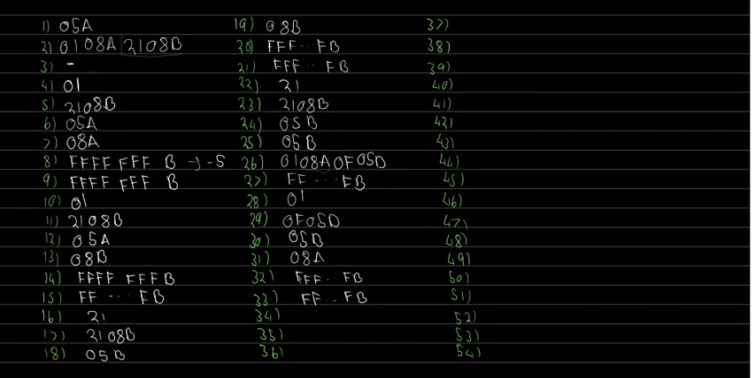Okay. Then 34. What is 34? 34 is our instruction register. 34 still stays the same as 01. Then 35, our buffer register is just 0F05D. What will 36 be?